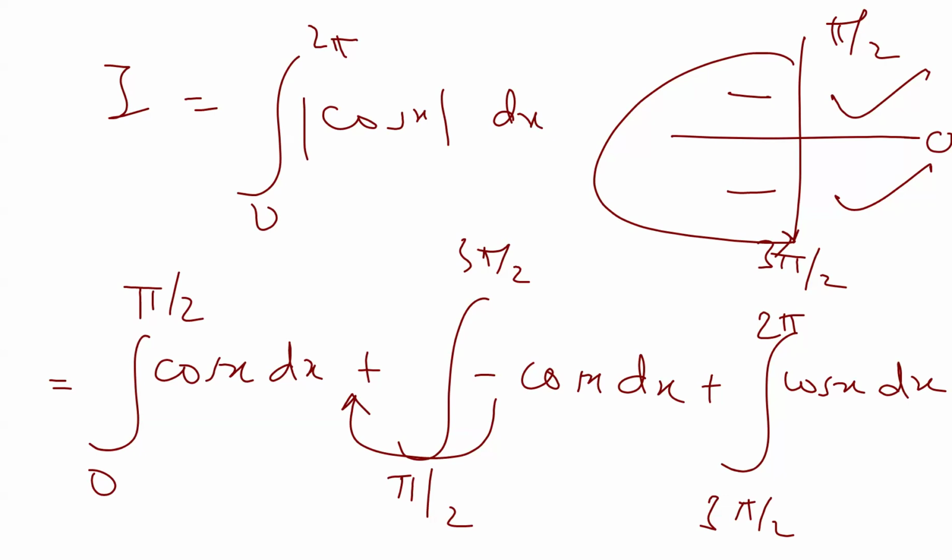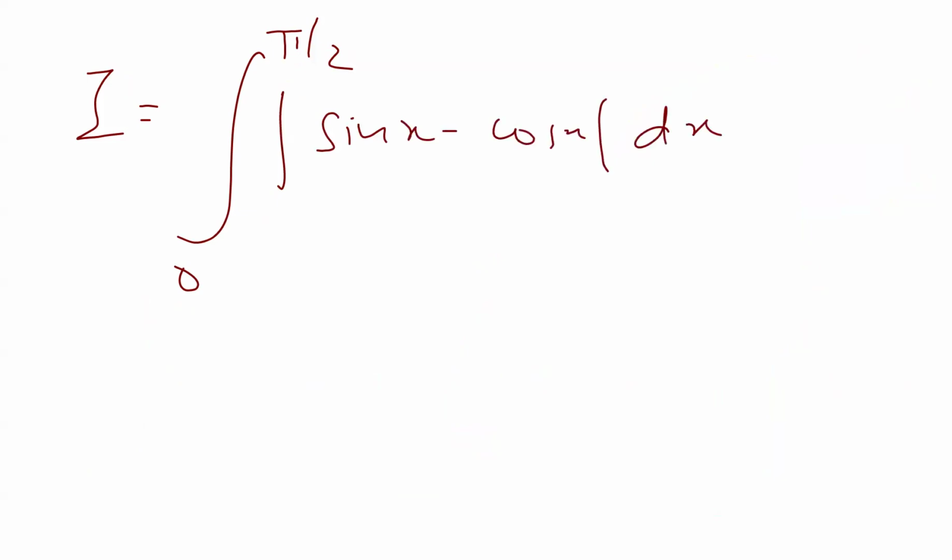Now one more problem. Integration from 0 to pi by 2 of modulus of sin x minus cos x dx. Now see, this is also a very typical problem. I will address this. It's only from 0 to pi by 2.